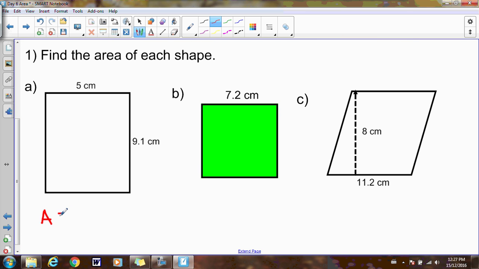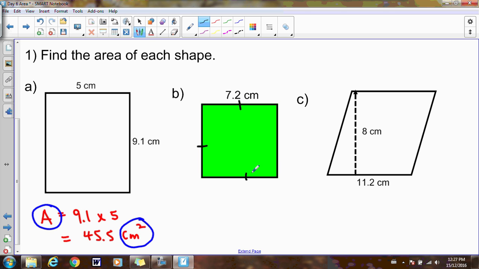To find that, all we have to do is take the length, which is 9.1, multiplied by the width, which is 5, and you're going to get the answer 45.5 centimeters squared. Make sure you write the units as something squared. That's because we're trying to find the area. So next we're going to try to find the area of this square here, and since the square has all sides the same, this will be 7.2 centimeters as well. All we have to do is the same thing, 7.2 multiplied by 7.2, and you will get 51.84. In this case, it will be centimeters squared again.